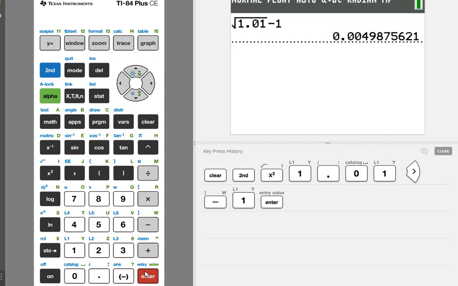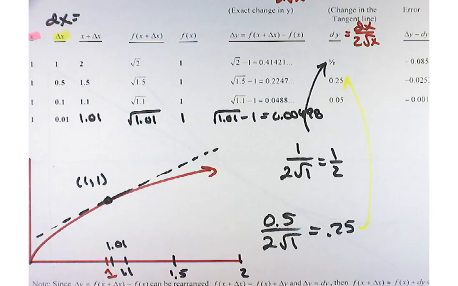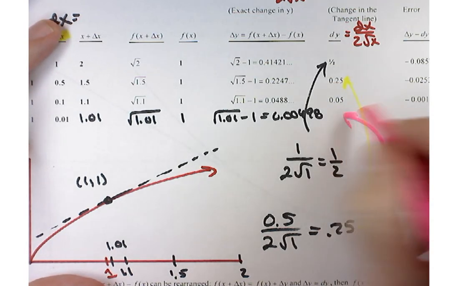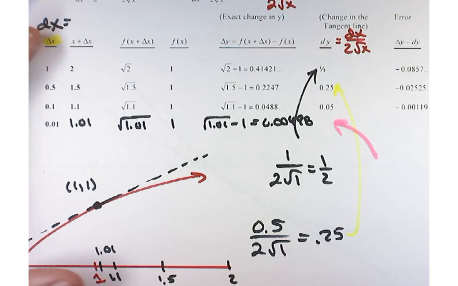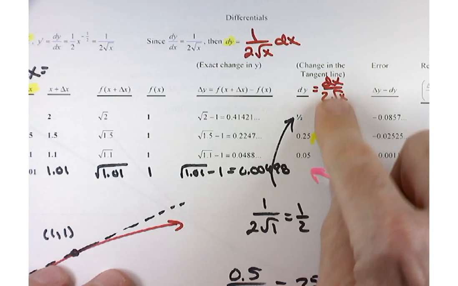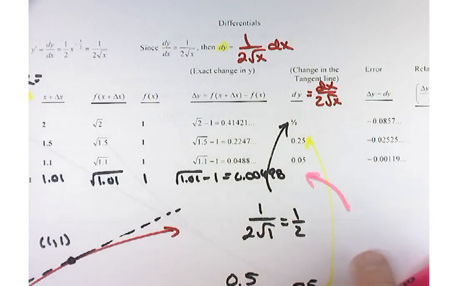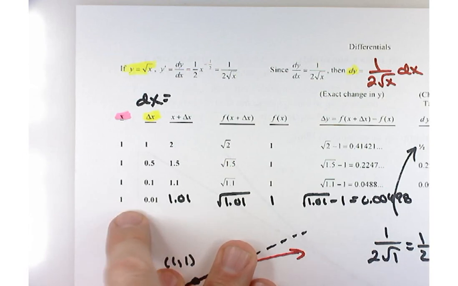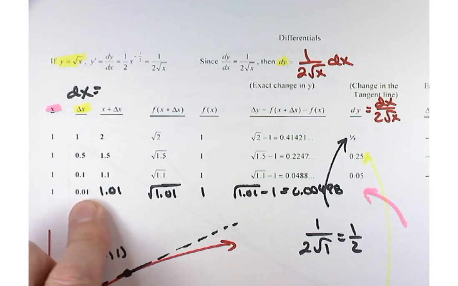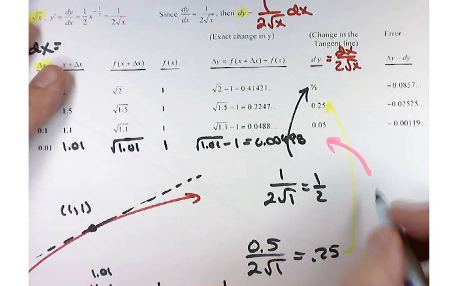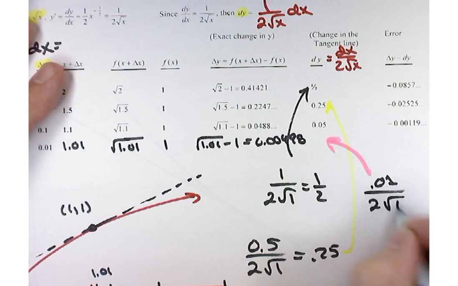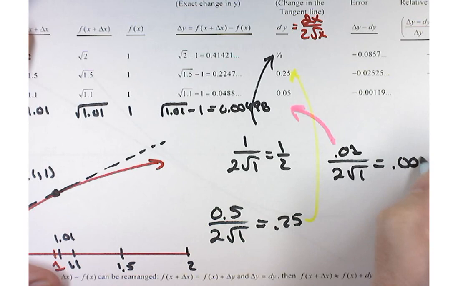Let's check out what the change in the tangent line is. How does the approximate change in the tangent line compare to that? Well, let's fill in that value here. What I need to do is plug in delta x divided by 2 times the square root of x. X in our case is still 1. That's our point of tangency. Delta x was 0.01. So it's going to be 0.01 divided by 2 times the square root of 1, which is going to be 0.005.